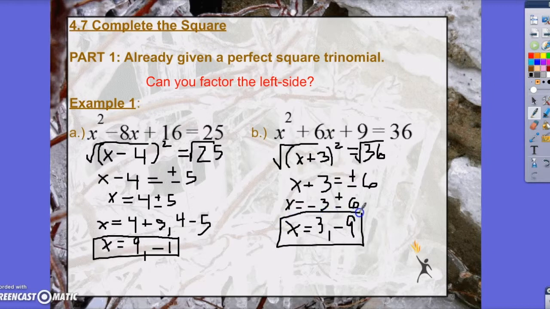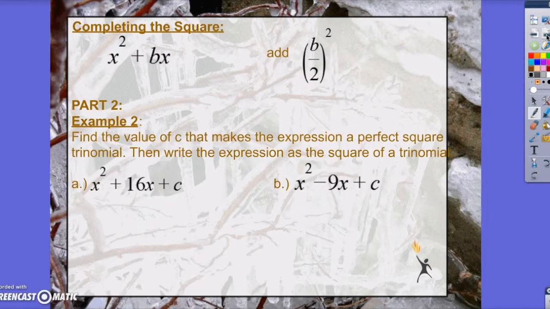So this is how we solve these kinds of problems. Now, this is when there's a perfect square trinomial on the left. But what if there isn't one? We could actually make any factorable problem, or any quadratic, I should actually say, we could force it to be a perfect square trinomial. So let's take a look at it here. It's called completing the square.